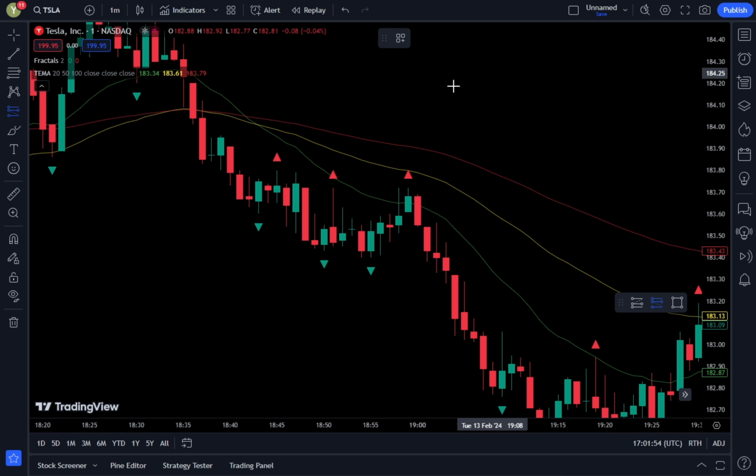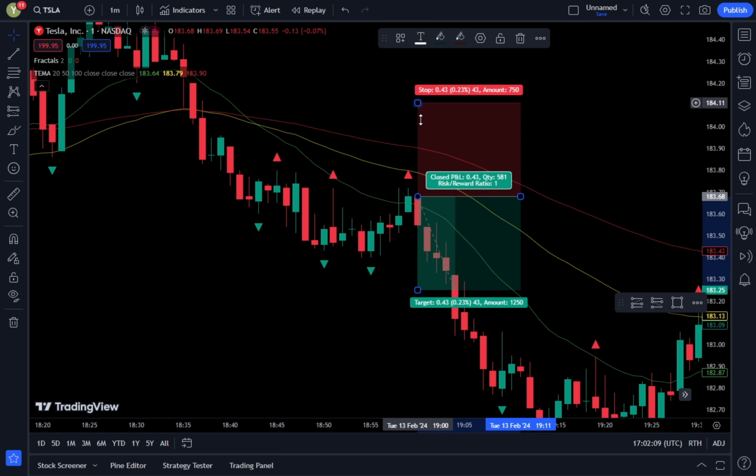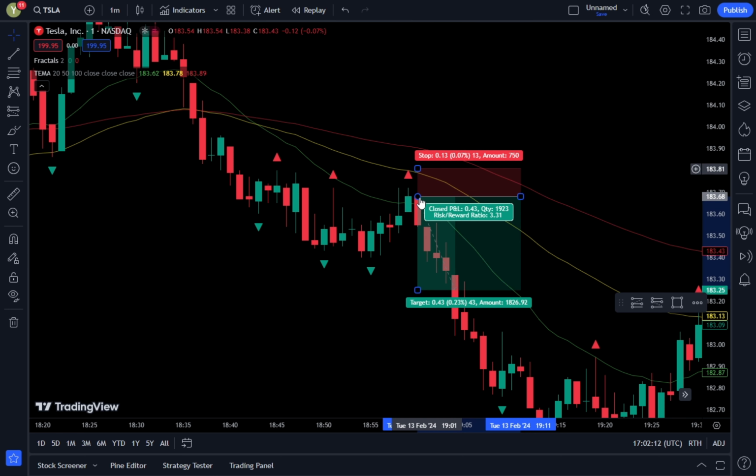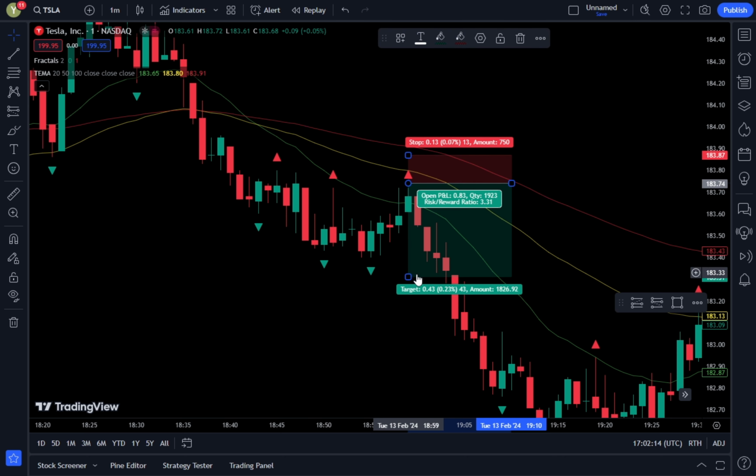First, make sure our lines are in the right order, with the 100-day line on top and the 20-day line at the bottom. Then we wait for the price to go above the 20-day line and wait for a red arrow from the Williams Fractal indicator. When we see that, it's time to enter the trade. Put a stop loss just above the 50-day line and aim for a profit ratio of 1.5.